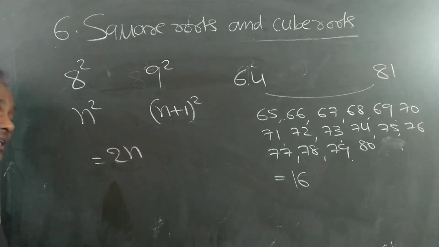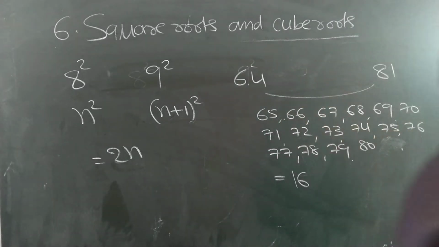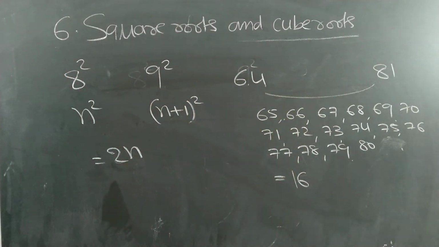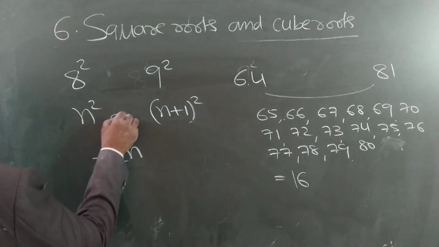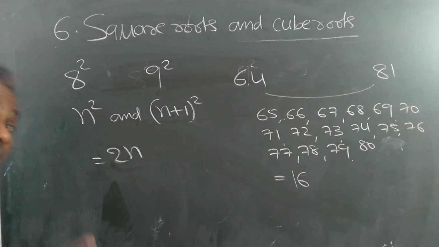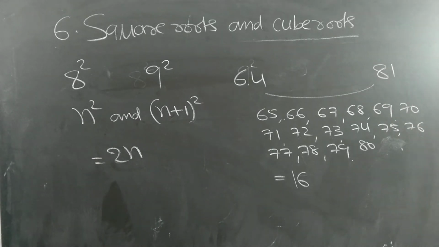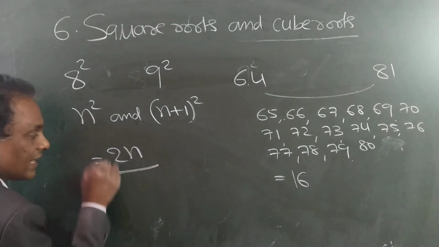Right. The number of integers between n square and n plus 1 whole square is equal to 2n. This is the formula.